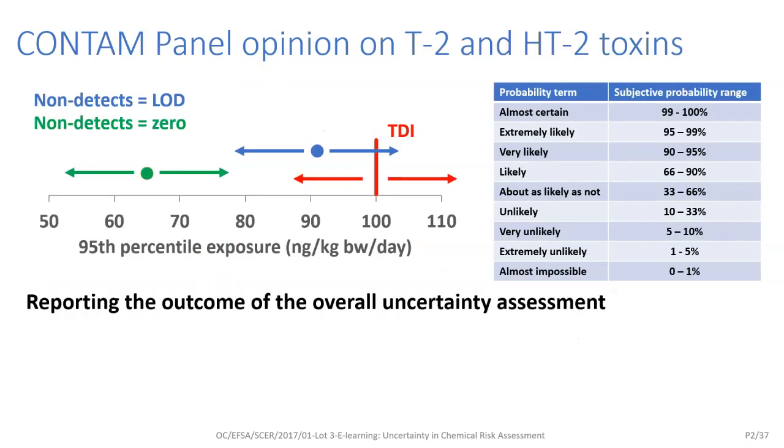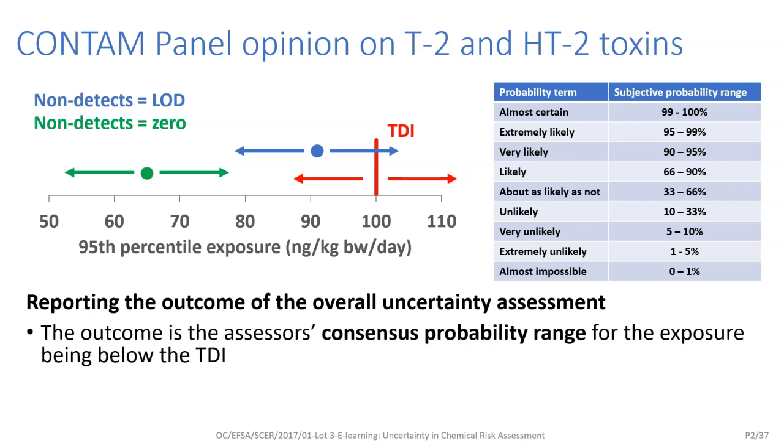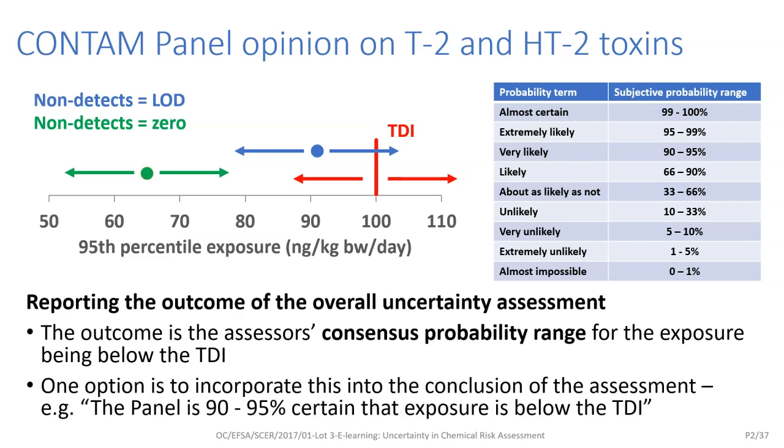Having completed the assessment of overall uncertainty, we need to consider how to report the outcome. The outcome is the assessor's consensus probability range for the exposure being below the TDI. One option is to incorporate this into the conclusion of the assessment. For example, the panel is 90 to 95% certain that exposure is below the TDI.